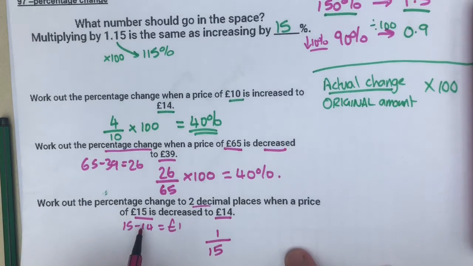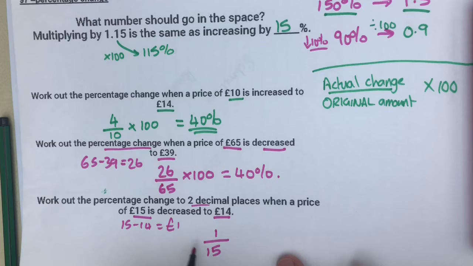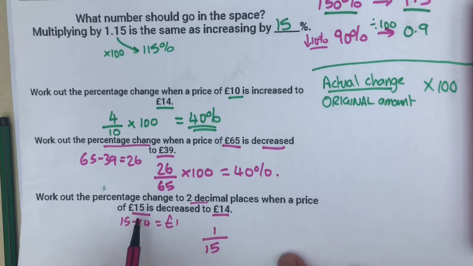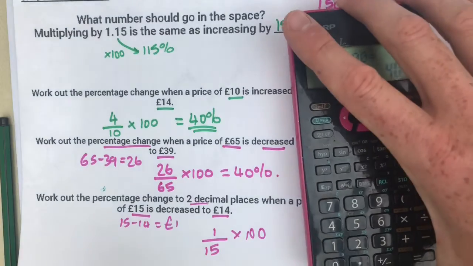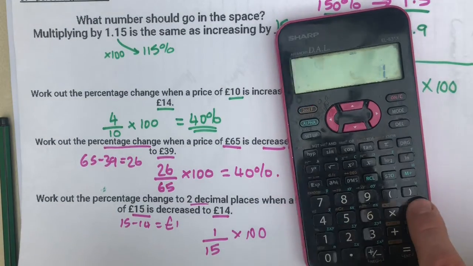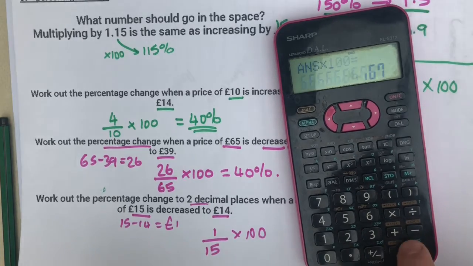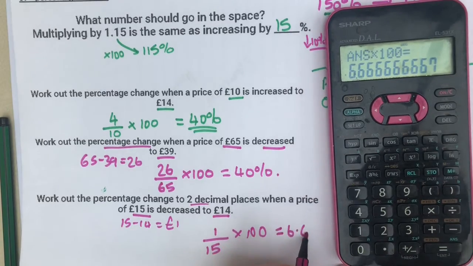Let's go over that again. 15 take away 14 is £1, that's the actual change. So the actual change is 1 from the formula. The original amount was £15, that's the one first. So you started with 15 and then times by 100 to turn it into a percentage. So 1 divided by 15 times by 100 is 6.6 recurring.